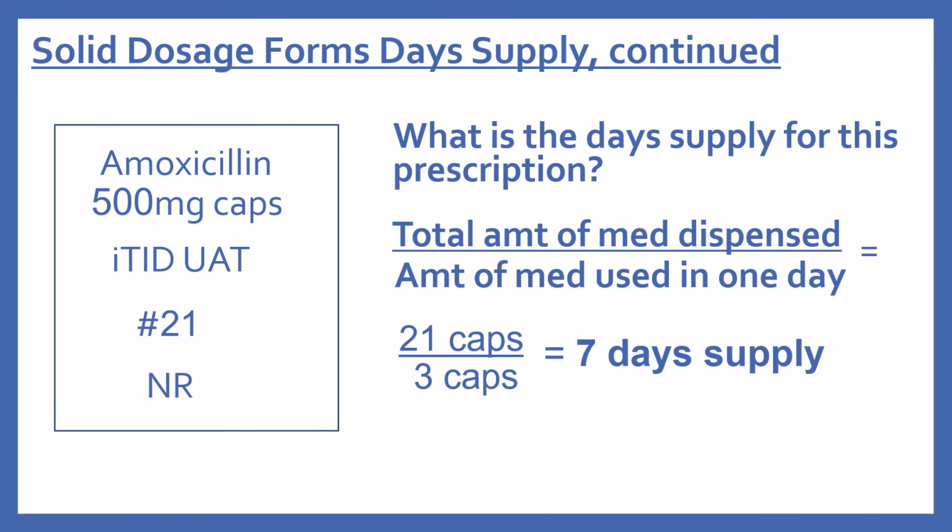So we're going to take the total amount of medication dispensed divided by the amount of medication used in one day, and that'll give us the answer. So the total is 21 capsules to dispense and 1 TID. That's 1 3 times a day, so that would be a total of 3 capsules in a day. So 21 divided by 3 gives us 7, so it's a 7-day supply.